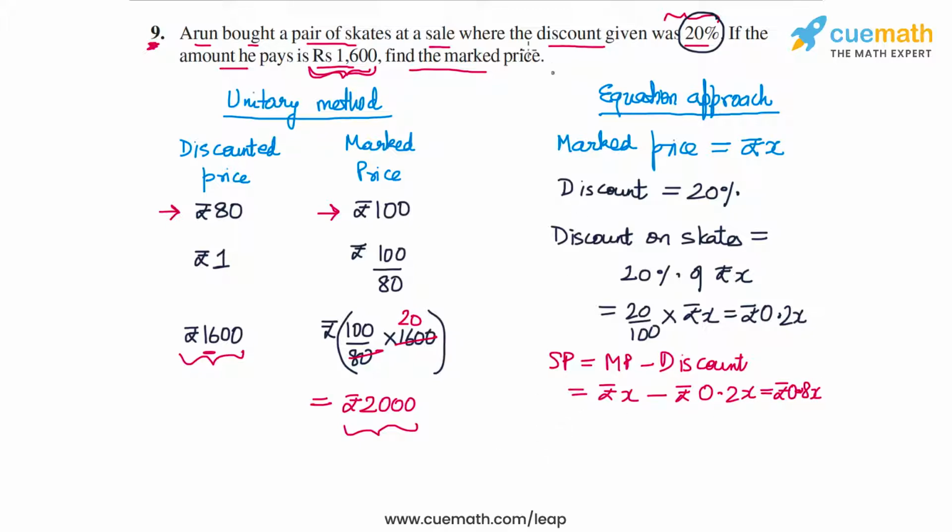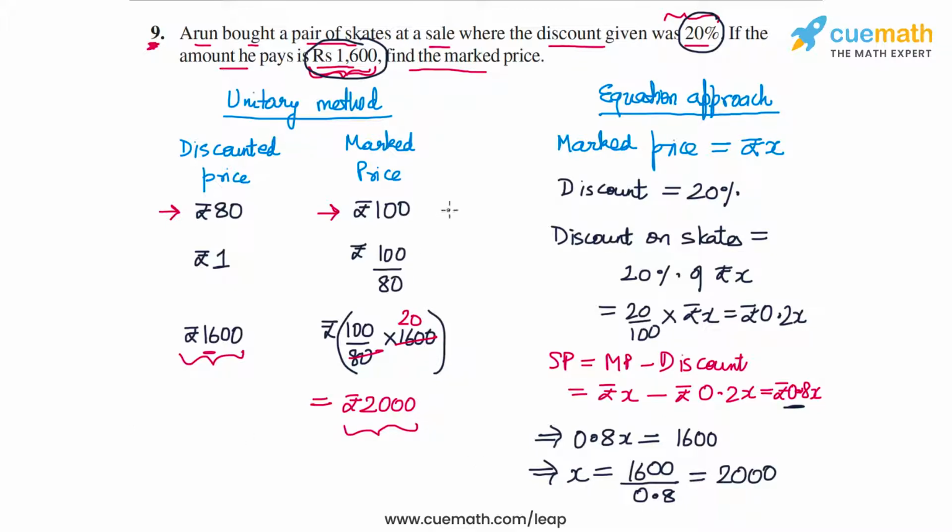But we also know that these skates were sold at rupees 1600. So this selling price rupees 0.8x should be equal to rupees 1600. And this means that 0.8x is actually equal to 1600. And from here we can find the value of X. X is equal to 1600 by 0.8, and 1600 by 0.8 is 2000. So once again we arrive at the same answer, that the marked price rupees X is actually rupees 2000. So the answer to this question is that the marked price of the pair of skates is rupees 2000.